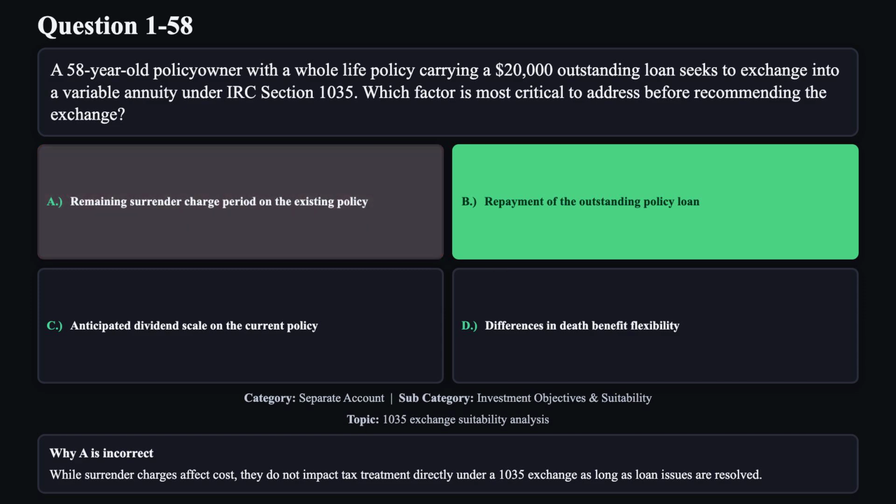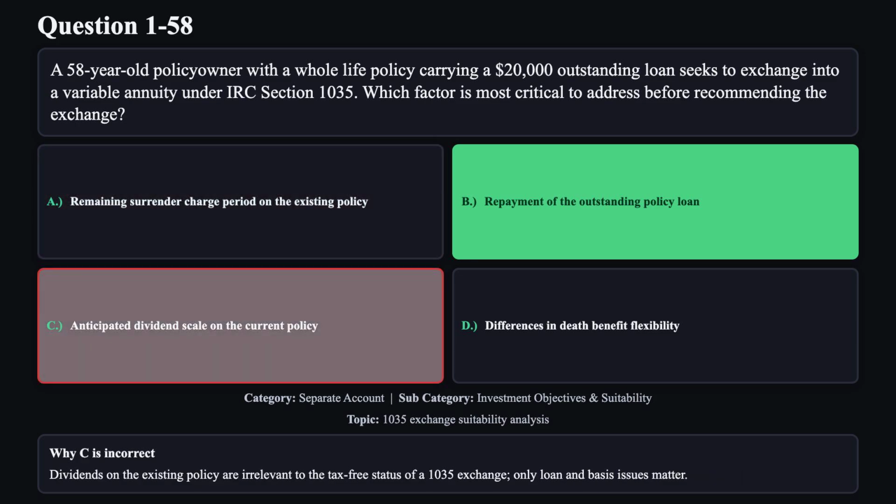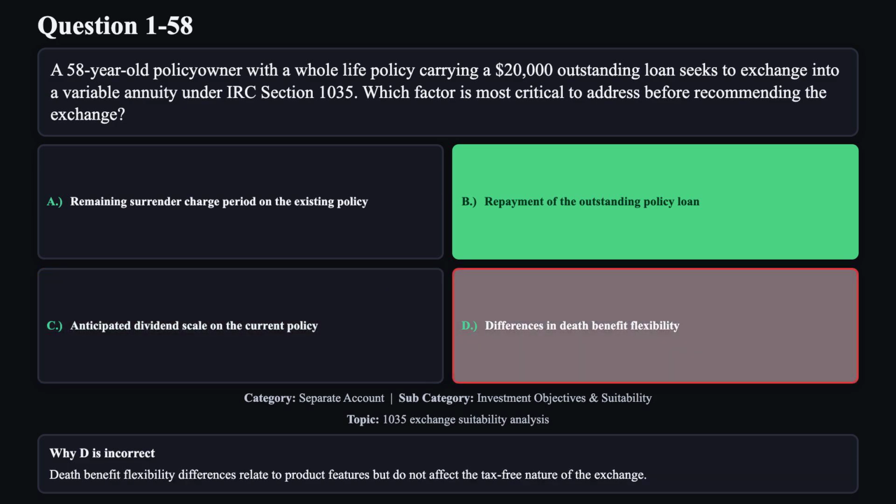While surrender charges affect cost, they do not impact tax treatment directly under a 1035 exchange as long as loan issues are resolved. Reason C is not correct. Dividends on the existing policy are irrelevant to the tax-free status of a 1035 exchange. Only loan and basis issues matter. Reason D is not correct. Death benefit flexibility differences relate to product features, but do not affect the tax-free nature of the exchange.